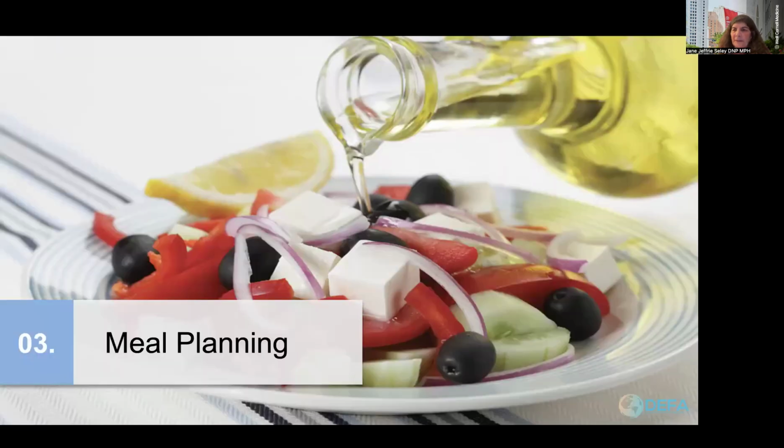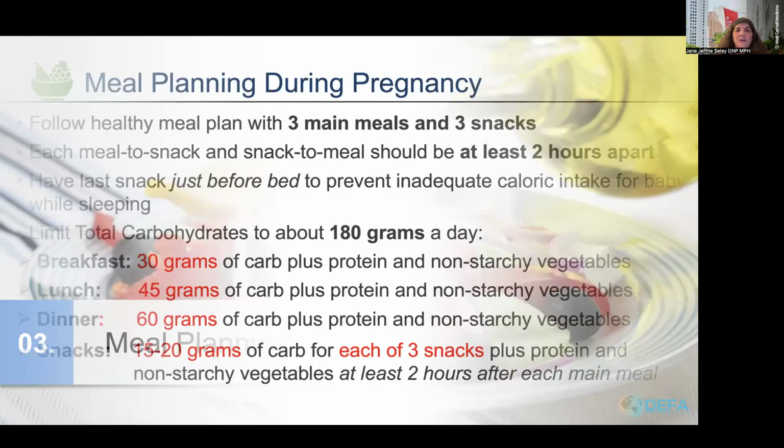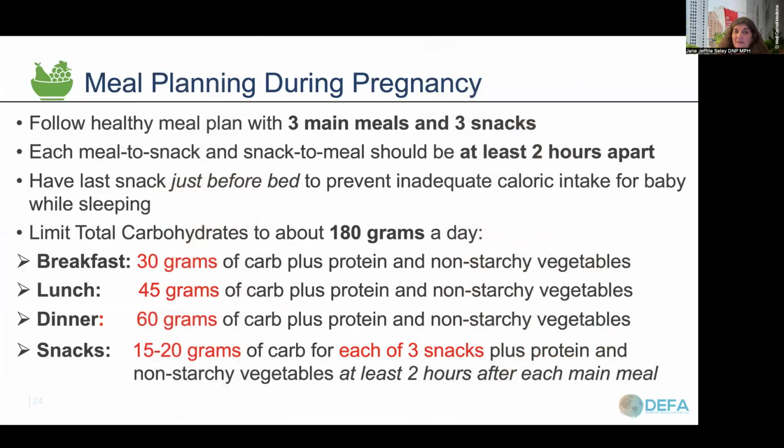Now let's talk about meal planning. Meal planning and physical activity are the first and very important treatments for gestational diabetes. It's very different in pregnancy. We tell people to follow a different meal plan so that each meal and each snack is not a lot of carbs at once, to prevent their glucose from going up too high after a meal or snack.